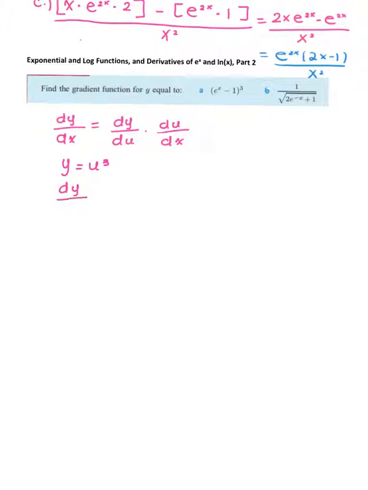So dy, the derivative of y in terms of u, is equal to what? Yeah, 3u squared. And then I'm going to look for the derivative of u with respect to x. So let me write down what u is equal to. u is equal to e to the x minus 1. So the derivative of u with respect to x is going to be what? Just e to the x.